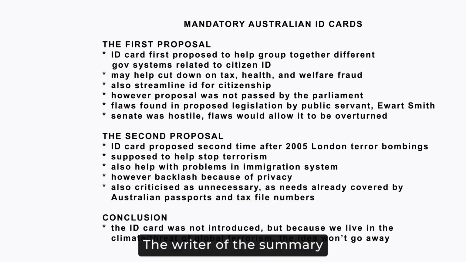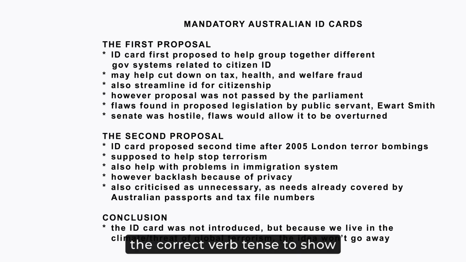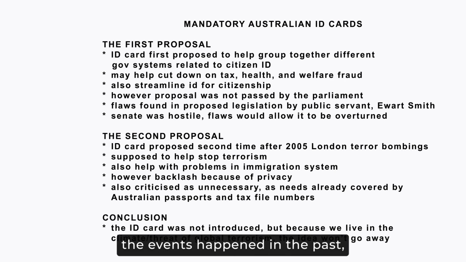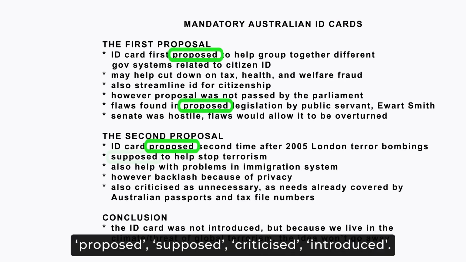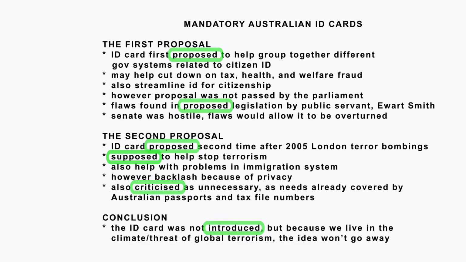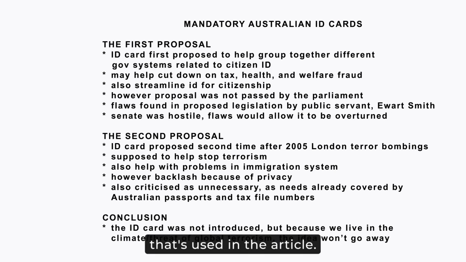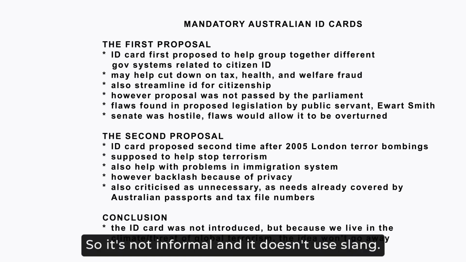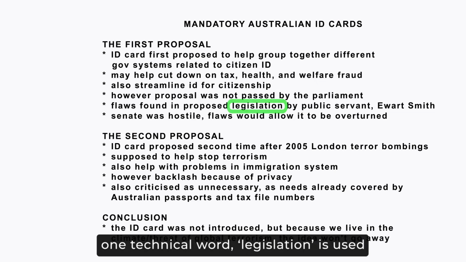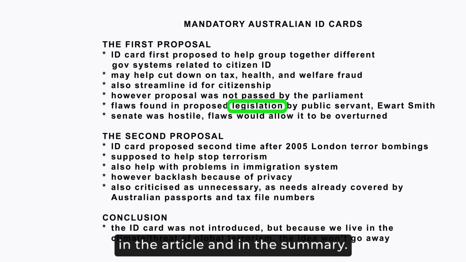The writer of the summary has used correct grammar. For example, they've used the correct verb tense to show the events happened in the past. Proposed, supposed, criticised, introduced. The summary also uses the type of language and the style of writing that's used in the article, so it's not informal and it doesn't use slang. Although this wasn't a very technical article, one technical word, legislation, is used in the article and in the summary.